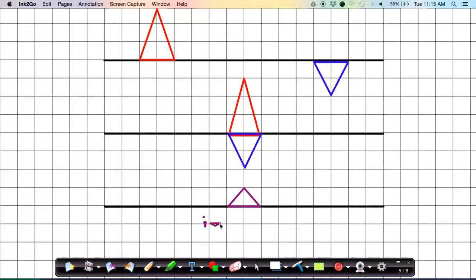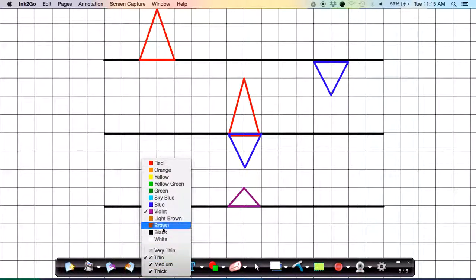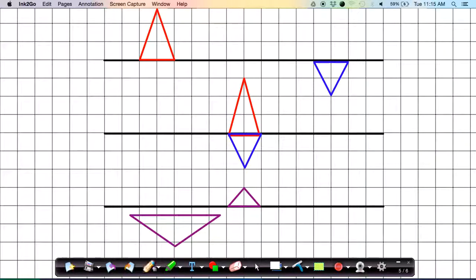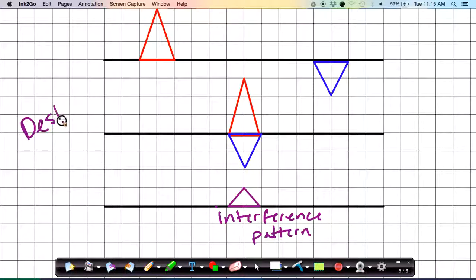So this is going to be our, don't want to write in triangles, this is going to be our interference pattern. And again, this is for destructive interference. Two waves are out of phase.